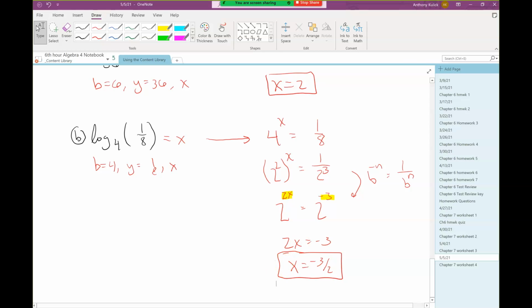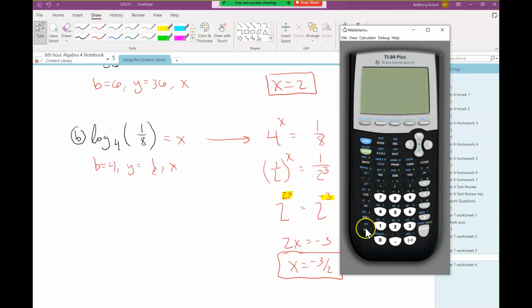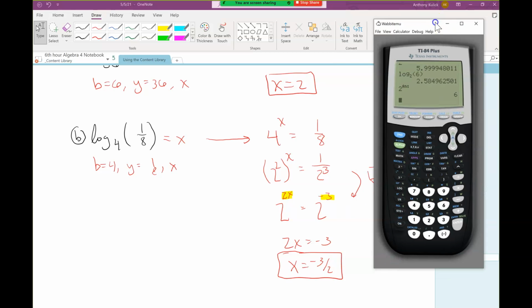Again, if you wanted to check that on your calculator, we could certainly do that. So log base 4 of 1/8 is -1.5, which is -3/2.